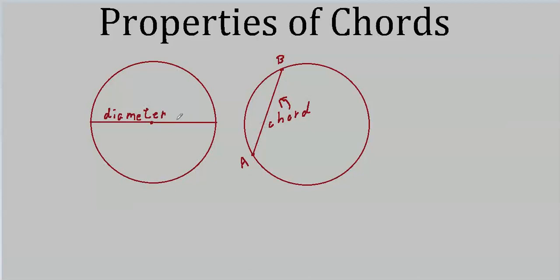So if you need to use one of the properties of a chord to demonstrate the truth of some proposition, you can then treat the diameter as a chord if it helps. But don't treat a chord like a diameter. The properties of diameters do not apply to all chords, but the properties of chords do apply to diameters.